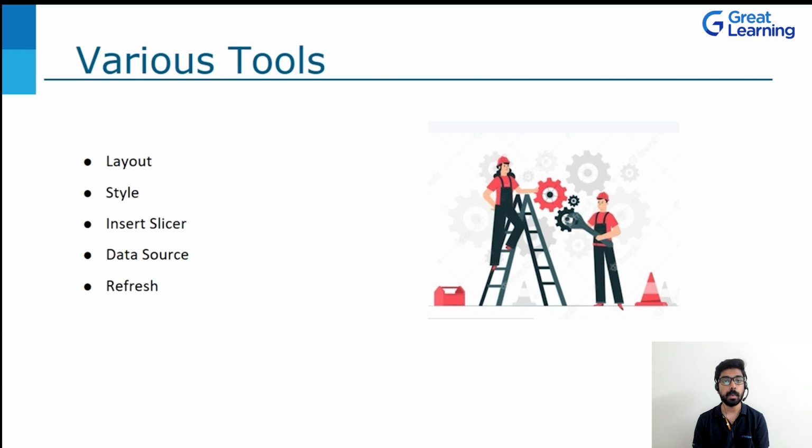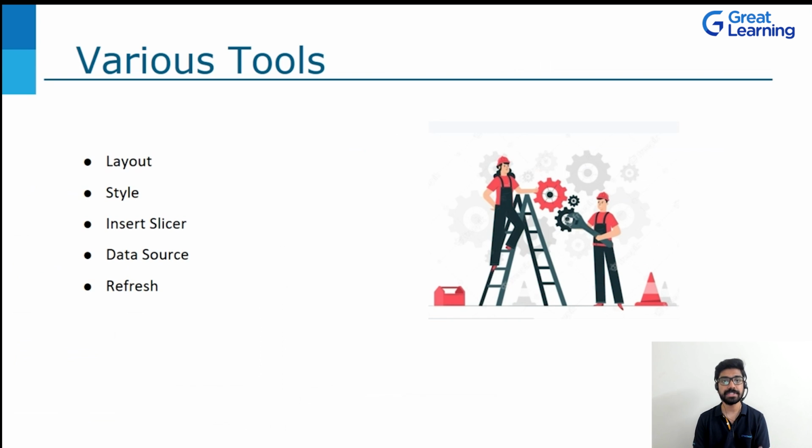Now let's see what are the various tools available to us in Excel so that we'll be able to create pivot table in a more convenient and ideal manner. Some of the tools mentioned here are layout, style, insert slicer, data source and refresh. Coming to layout tool. Layout tool helps you to change the layout of the table without imparting any change in the data which is present within the table.